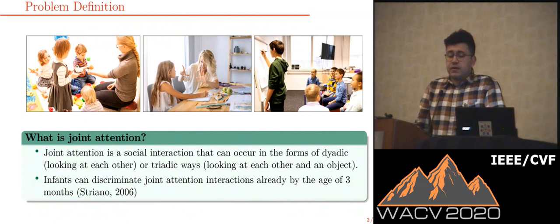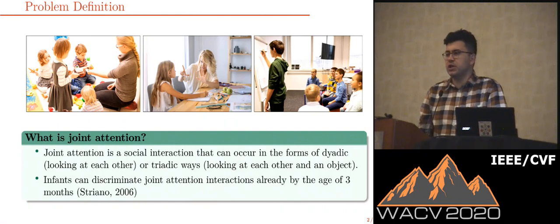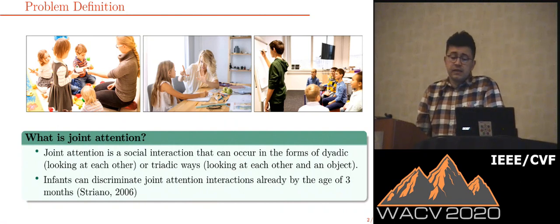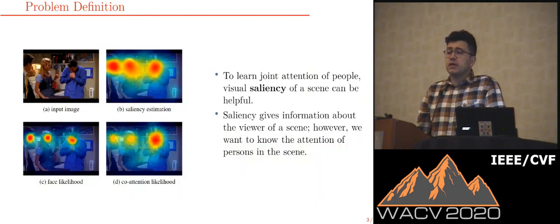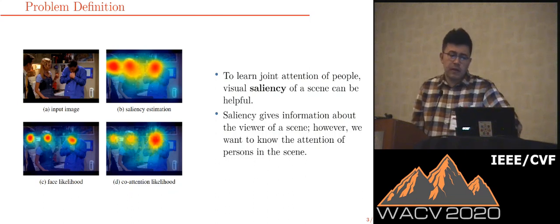First, let's start with the definition of the problem. We estimate the joint attention in third-person social scenes, the videos. The joint attention is defined as the social interaction that can occur in dyadic or triadic ways. And it starts actually at the age of 3 months. It has wide applications such as classroom analytics, learning assessment, and also some other applications.